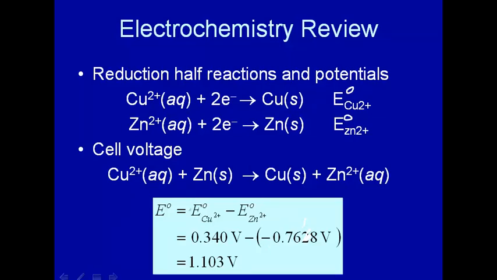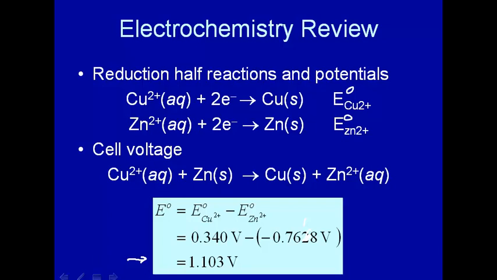And so you take the reduction potential of the thing that's being reduced and subtract off the reduction of the thing that's being oxidized, and you get the cell voltage, 1.103. All right, so that's a brief review of some introductory chemistry concepts that will be useful later on in electrochemistry.